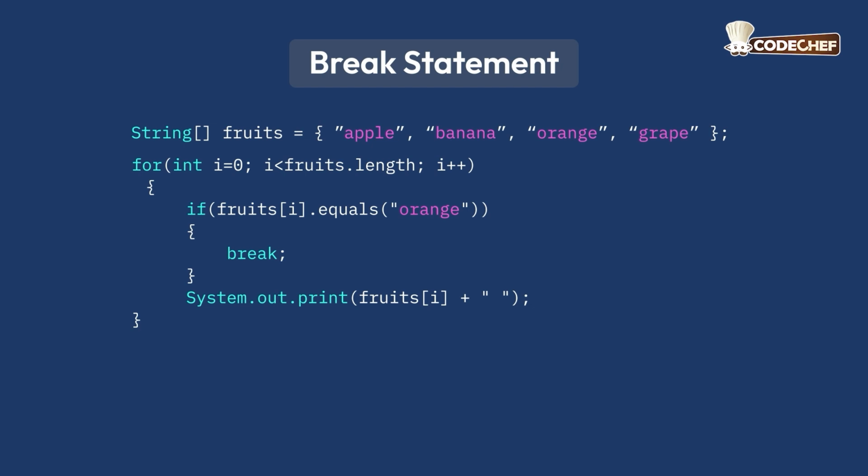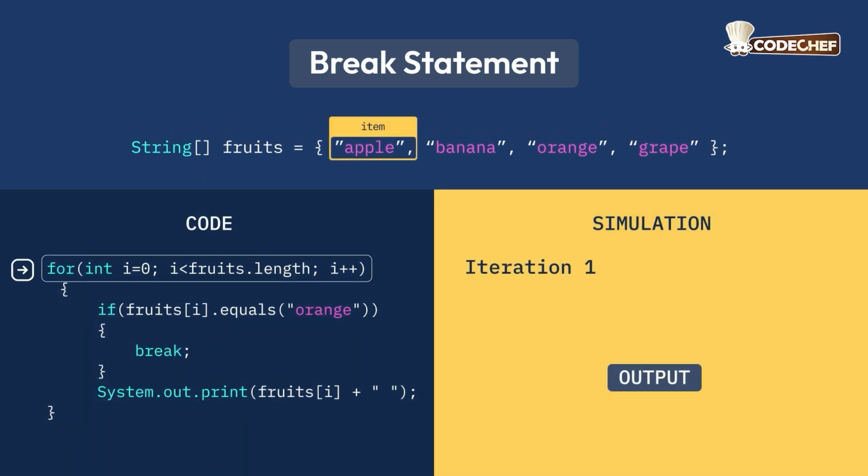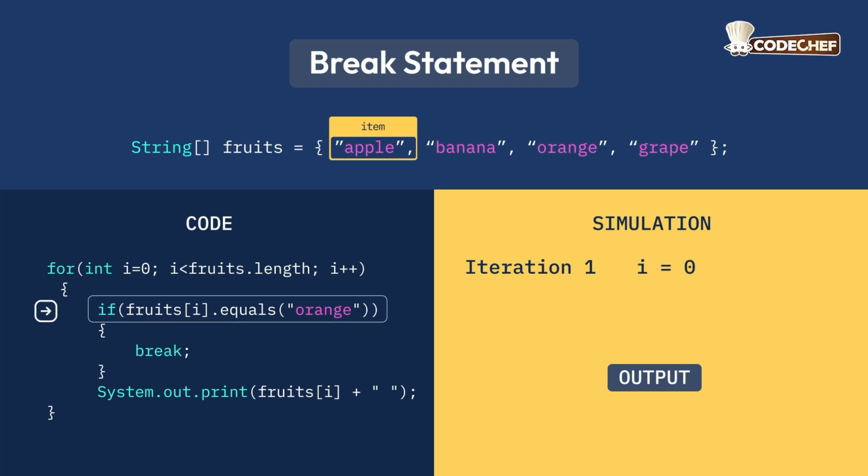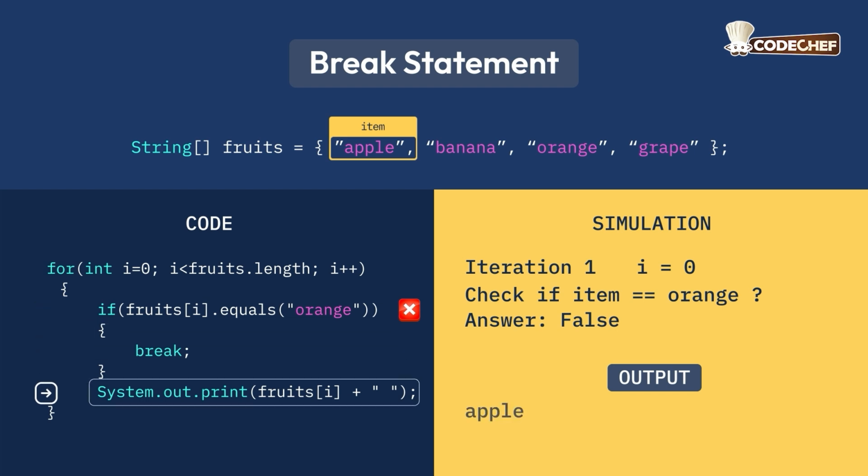Let's walk through the code. In the first iteration, the item is apple and the value of i is 0. The if condition fruits[0].equals("orange") fails because apple is not equal to orange. The program skips the if block and prints apple.